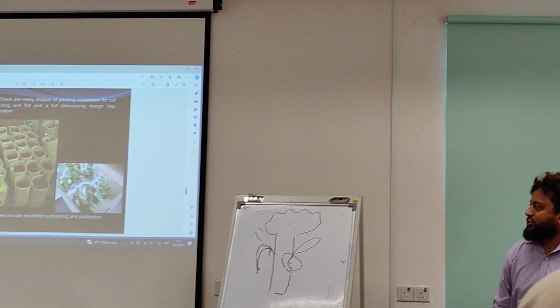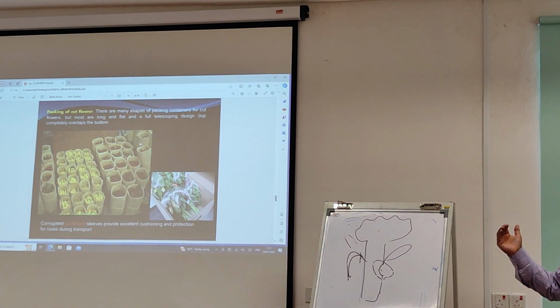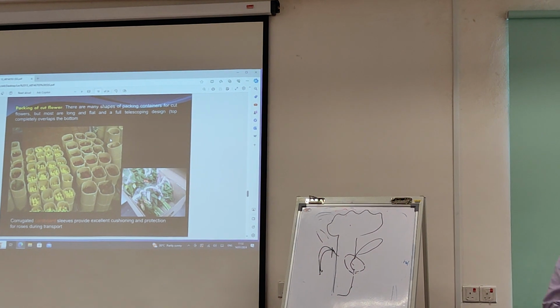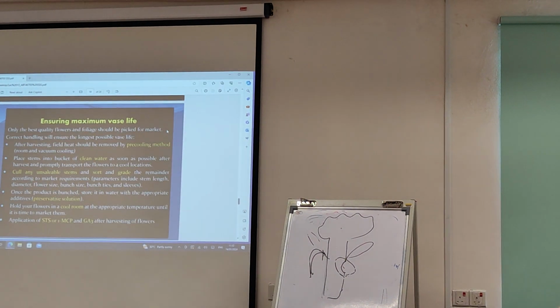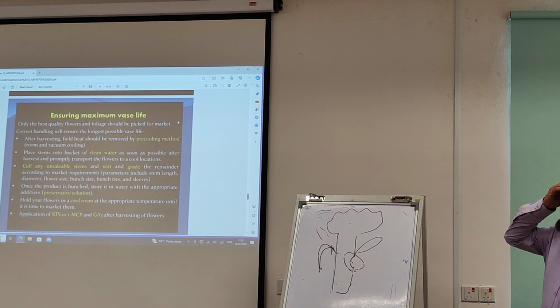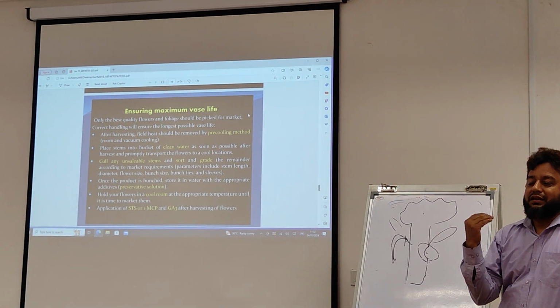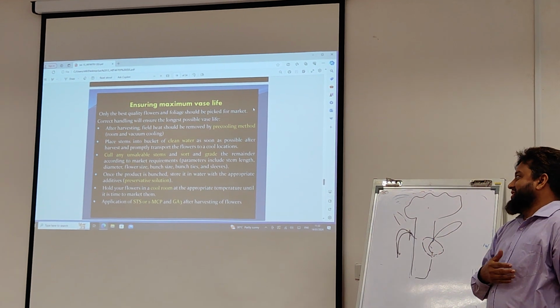So for this one, it is not so important. This is about flower storage. It means we need to make some packaging and we need to store that. So I think that's not so important. Okay, so in this slide, it is how we can maximize the storage life.